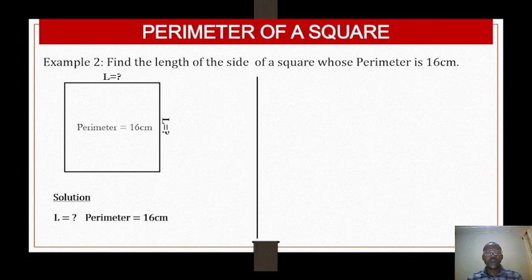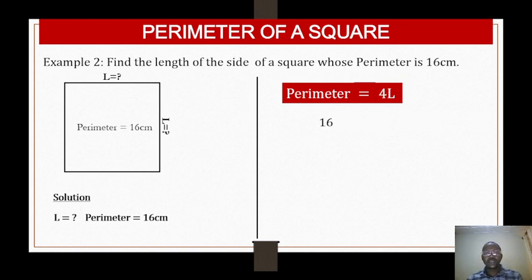Now we need to write out our formula. Our perimeter is equal to 4L. So we write 16, because 16 is our perimeter, which is equal to 4L. Don't forget that what we are looking for here is the length of the side of the square, and that length has a coefficient of 4. To get rid of the coefficient of L, which is 4, we need to divide both sides by 4.